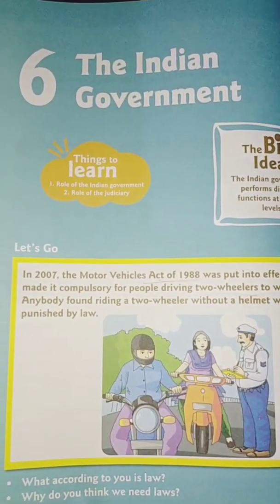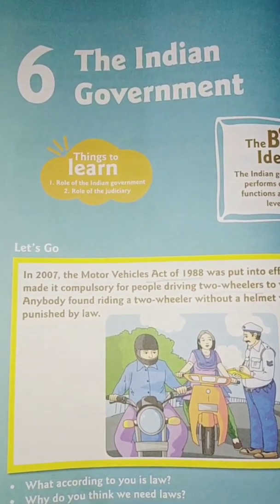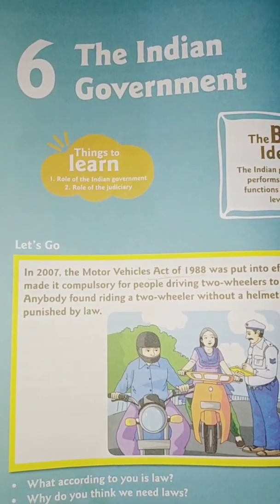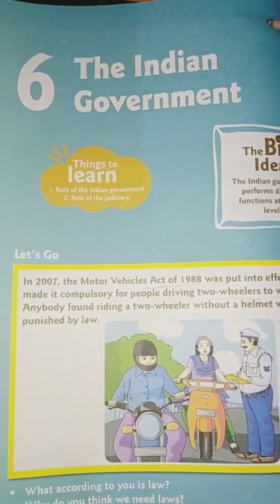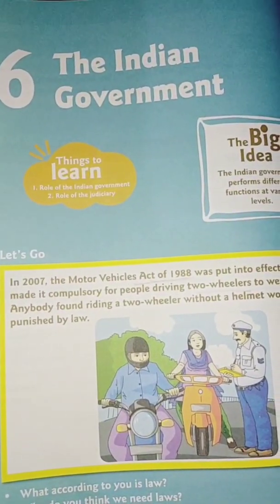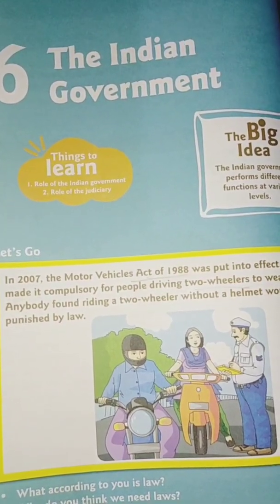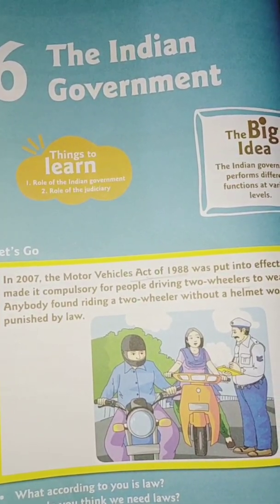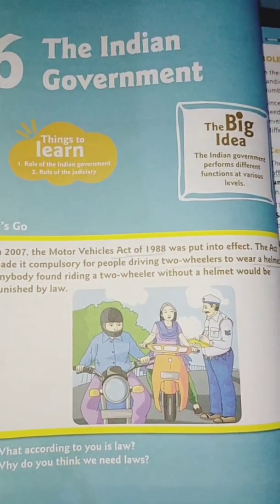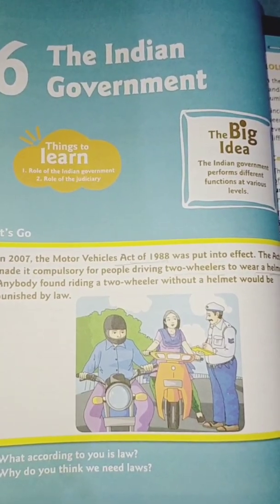So today we are here to start our 5th chapter of your social studies book. What is the main title or the name of the chapter? The Indian government. The government which is working in our India and how the functioning of government is going on, we are going to discuss in this chapter. At different levels there are different kinds of government, so we are going to discuss that properly.